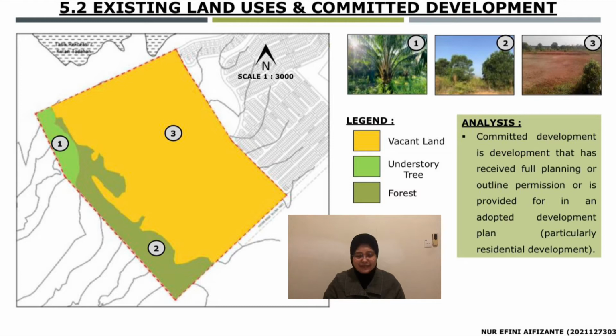Community development is development that has received full planning or outline permission or is provided for in an adaptive development plan. So existing land use that can be found are stated through the legend, which are vacant land, understory tree, and forests.